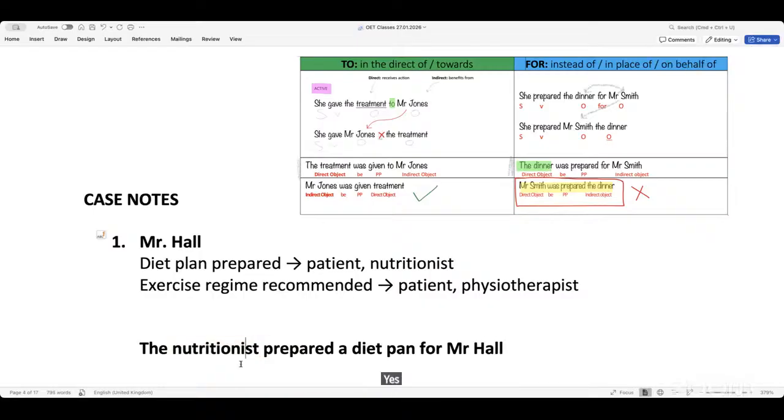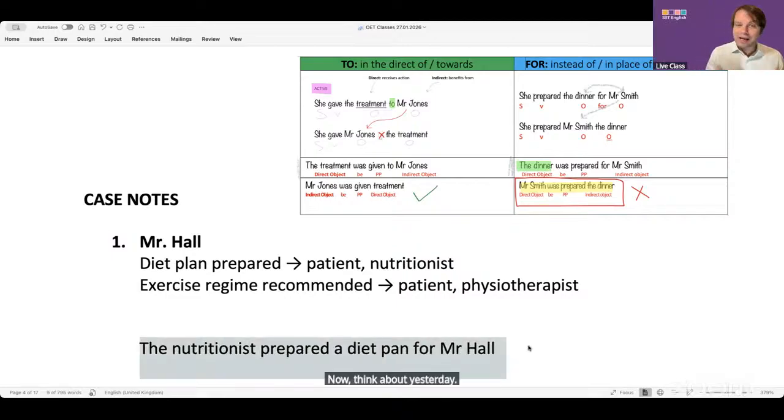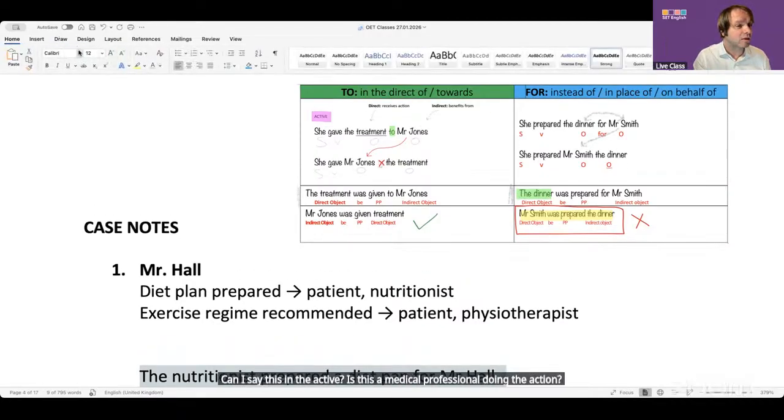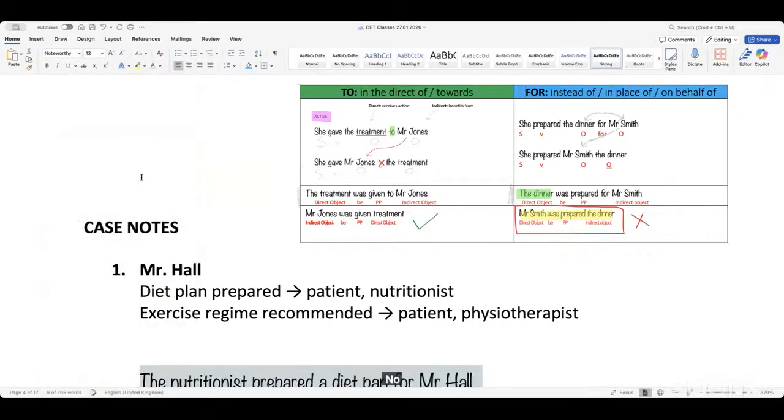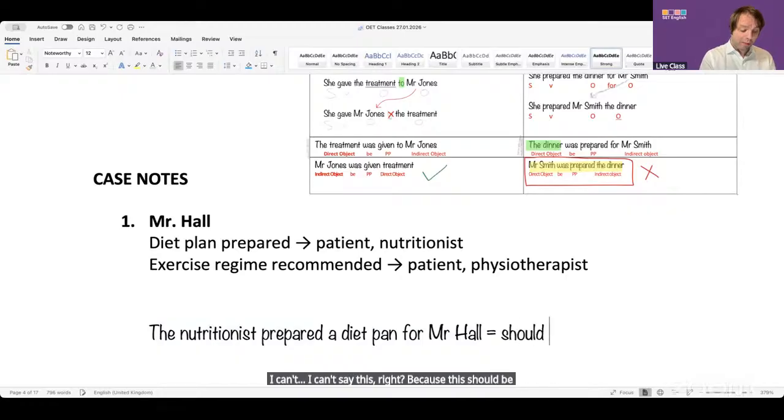Does everyone agree that this is correct in the active? Yes. But now think about yesterday. Can I say this in the active? Is this a medical professional doing the action? No. I can't say this, right? Because this should be passive.